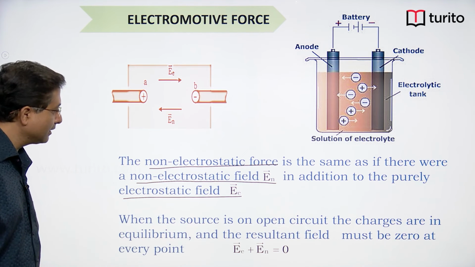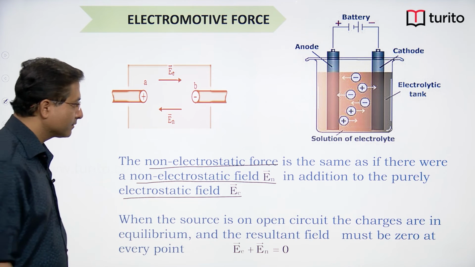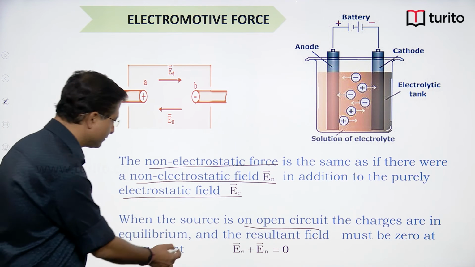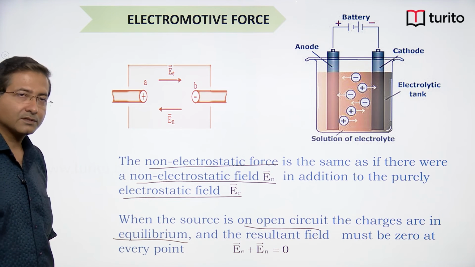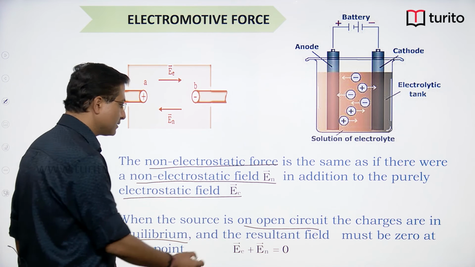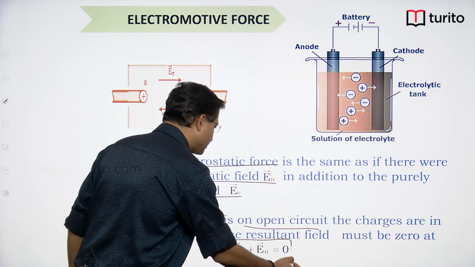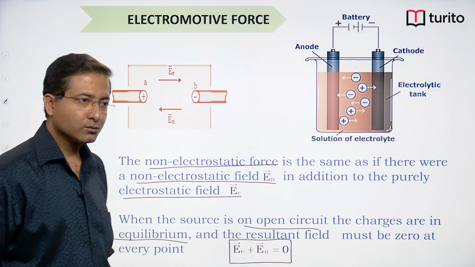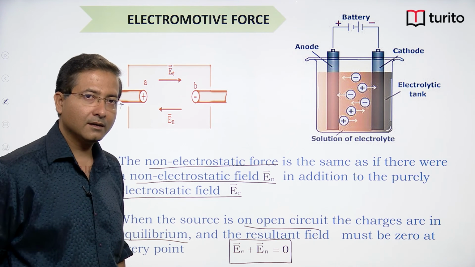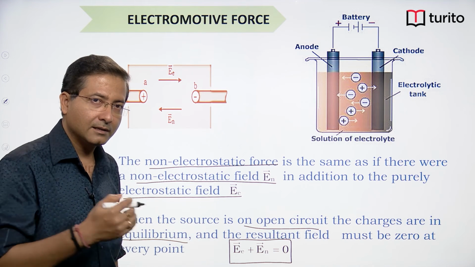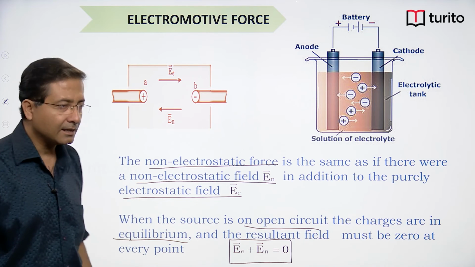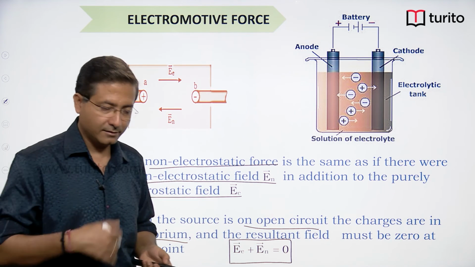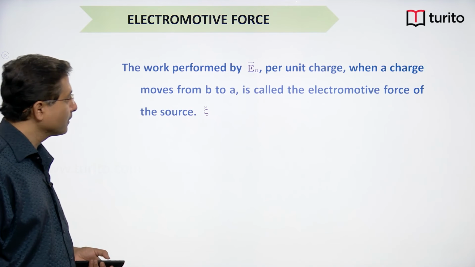Now if the source is open, the charges are in equilibrium. If charges are in equilibrium, that means the net field has to be 0 inside. So the non-electrostatic field and electrostatic field must be balancing each other, and the ions will be in equilibrium, right. Let us move to the next one.